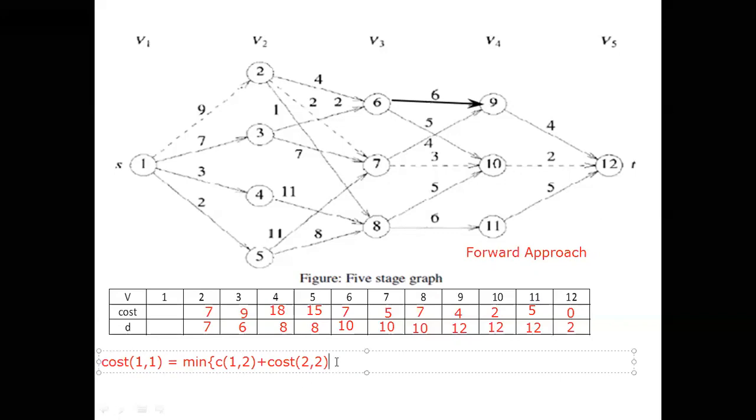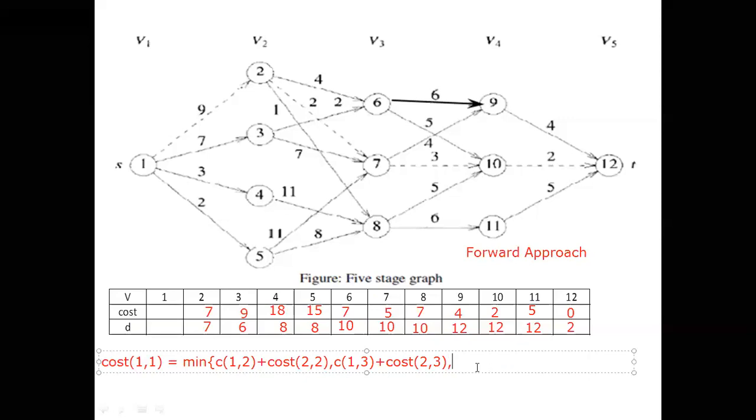Right, comma. 1, 2 we are done. That is done. Next is 1, 3. How to write? C of 1, 3 plus cost of 3. We reach from the cost of 3, which we already calculated. We can write it as cost of 2, 3, where 2 is the stage and 3 is the vertex number. Comma. Now next is 1, 4.